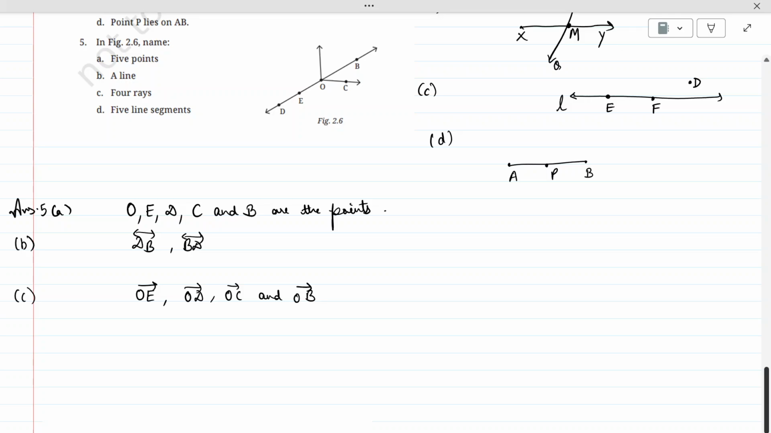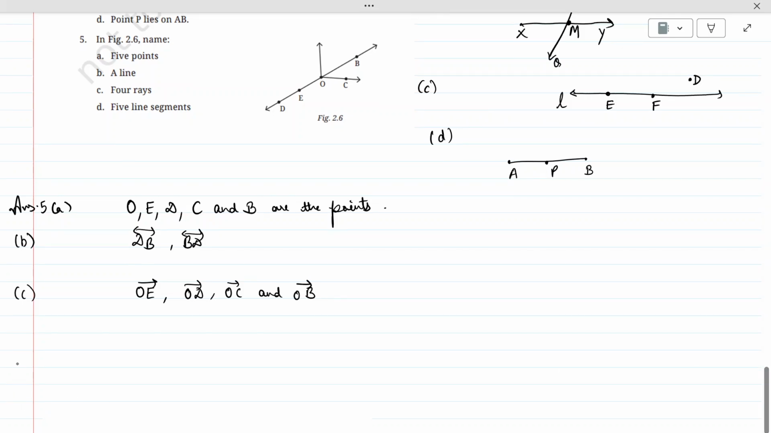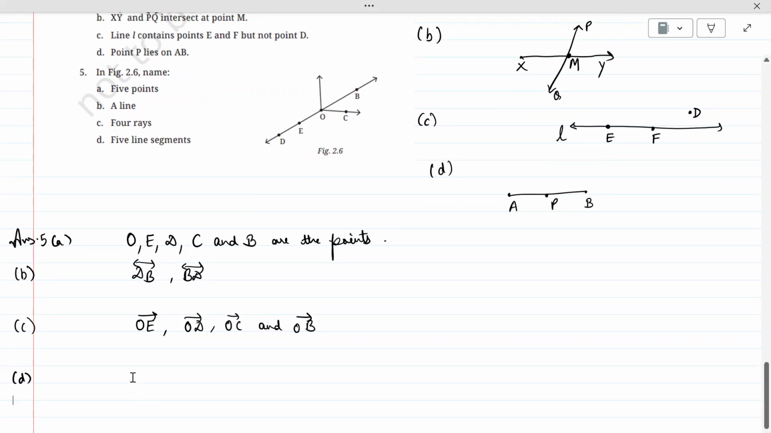Next, we have the D part, which says the 5 line segments. So line segment means fixed points, fixed length. So the first line segment, if we see here, is DE. Second is EO.